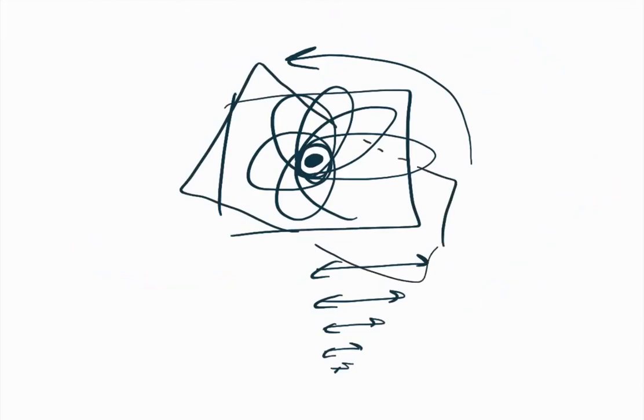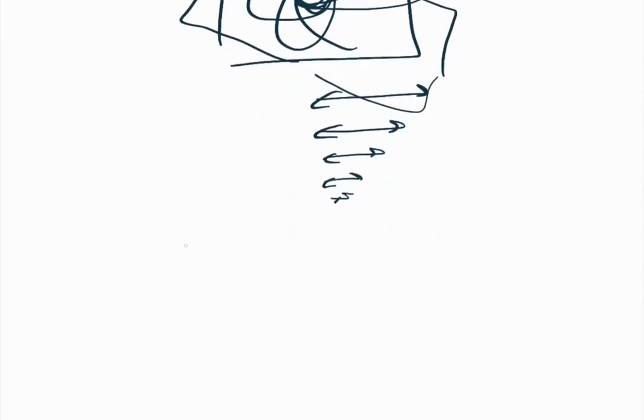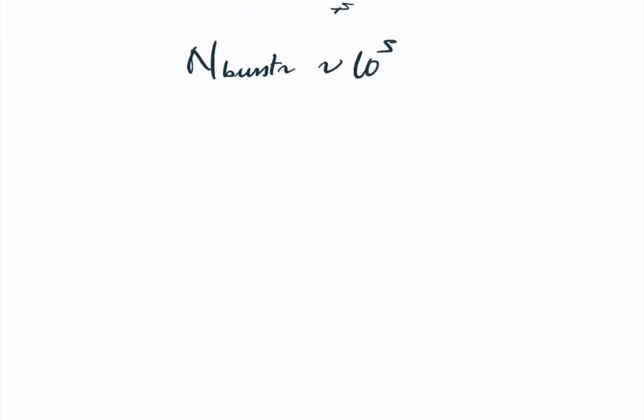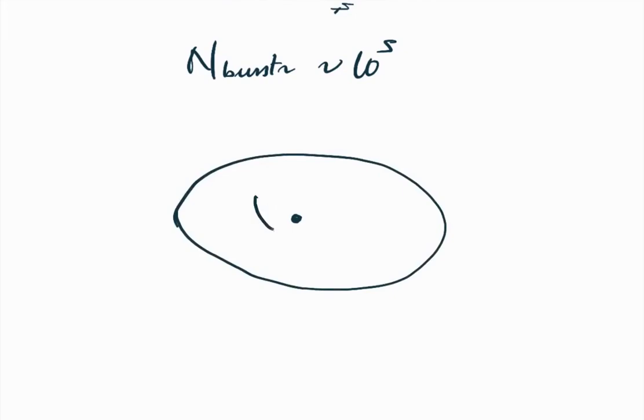So we have a number of gravitational wave bursts, of about 10 to the 5. So we have about 100,000 bursts of gravitational radiation around the system. And you can actually prove mathematically that that system is going to fill up a torus, which is kind of a donut, around the supermassive black hole.